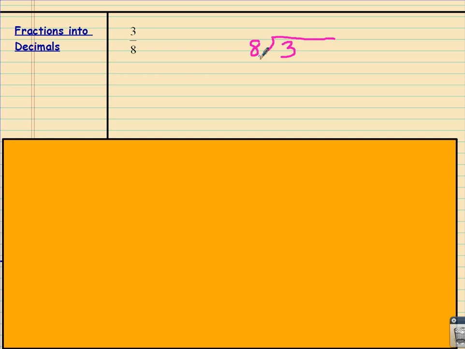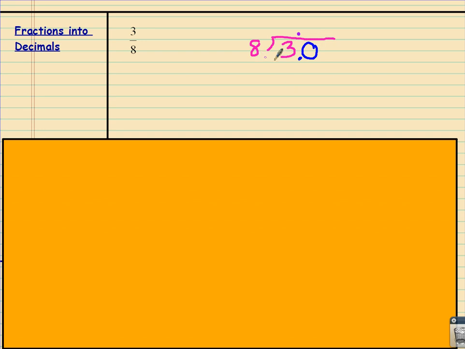Now, 8 cannot go into 3, so what happens? Now we have to add in a 0, but as you notice, that changes the number inside. We don't want to do that. A 3 just turned into a 30, and we don't want that. What can we do? We can add a decimal point over here, and that doesn't change the value. 3 is the same thing as 3.0, and now we can start dividing. First thing is to bring up the decimal point straight up.